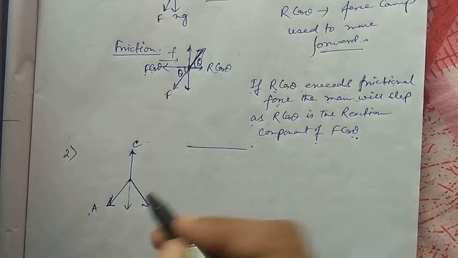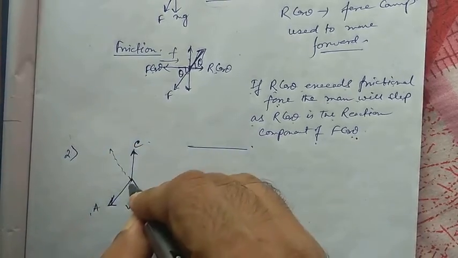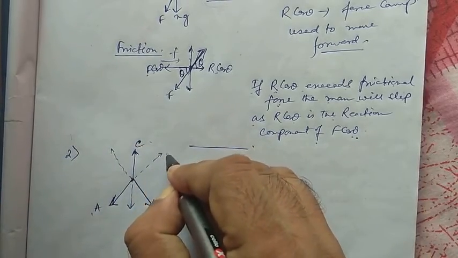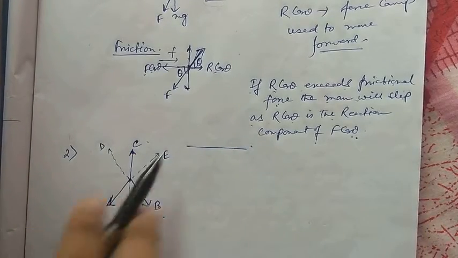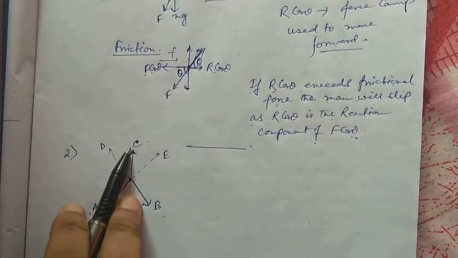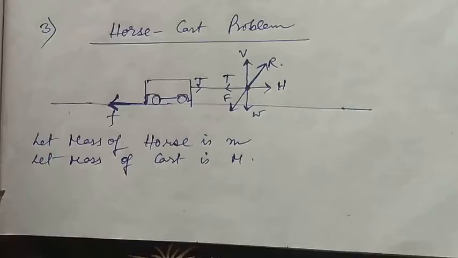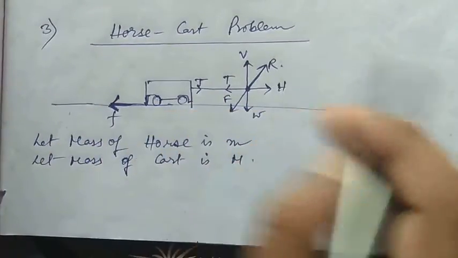So the reaction forces of B will be around this direction, reaction force of A will be around this direction. We name them E and D. So D is the reaction force of B and E is the reaction force of A, and C is the resultant reaction. The third one is, we discuss an important topic, the horse cart problem.